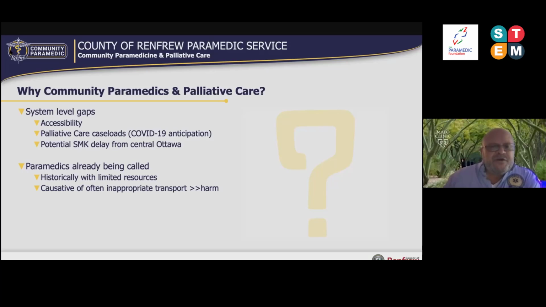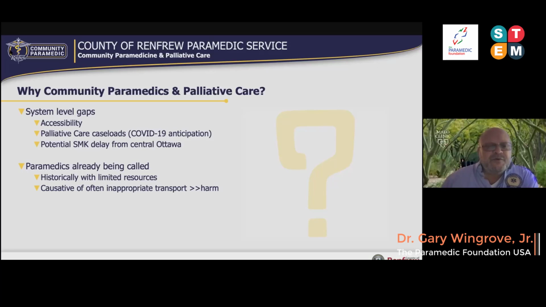We're already being called to this. If you're in a rural town, oftentimes the paramedic is the only healthcare provider. And so we know that people that live in small towns call the paramedic on the phone and say, hey, I've got this symptom. What do you think? Should I call 911 or not? So we're already being called, but historically it's with somewhat limited resources and, quite frankly, limited training, because we didn't have community paramedic training education available until 2007.